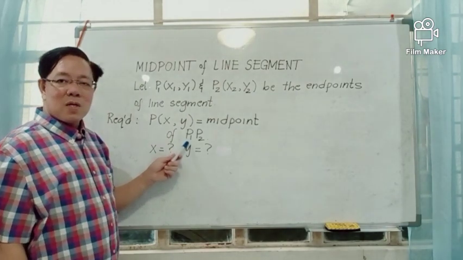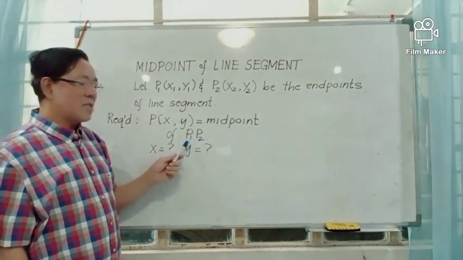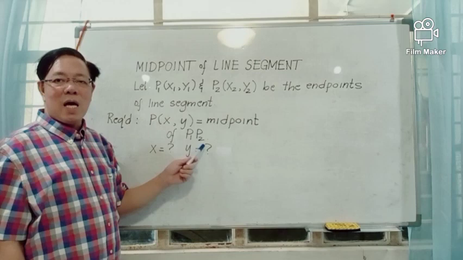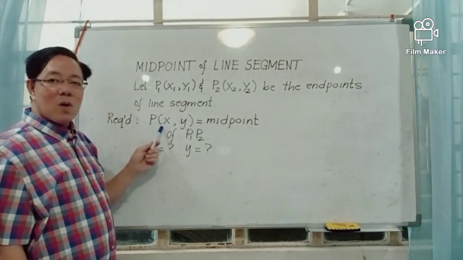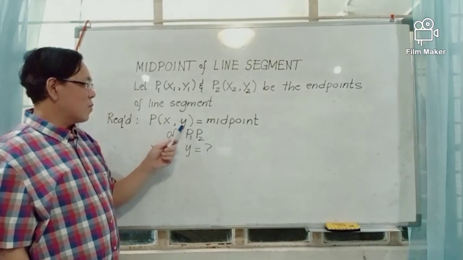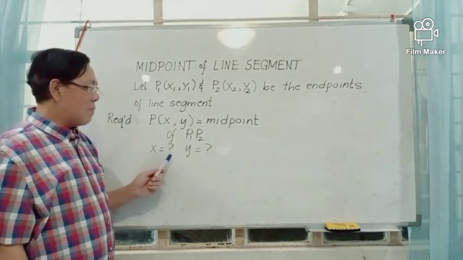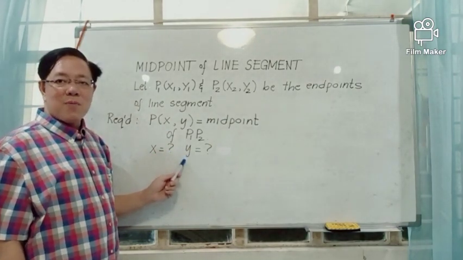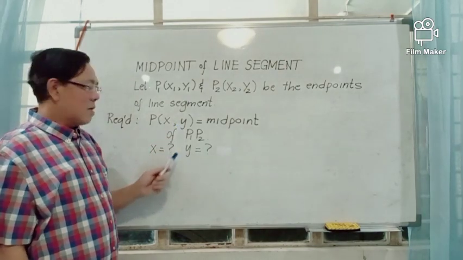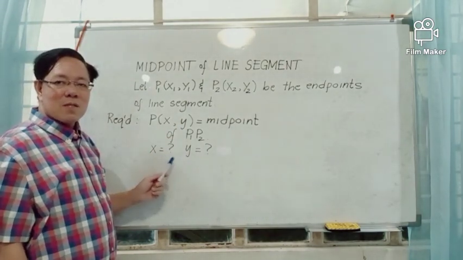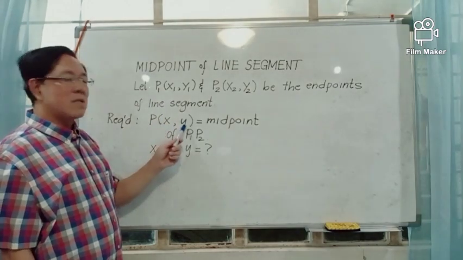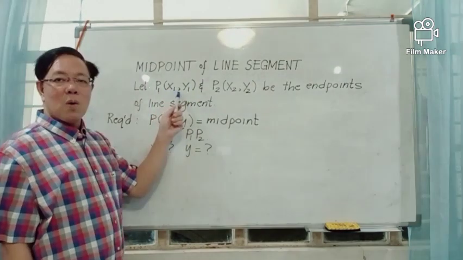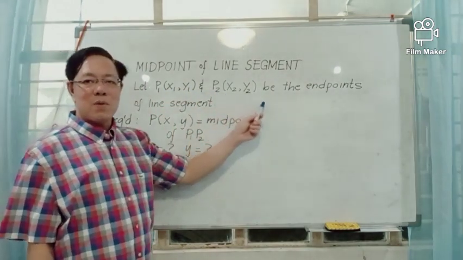The line segment is denoted by this notation P1P2, which means that the endpoints of the line segment are the points P1 and P2. And the coordinates of this midpoint are x and y. We will find the value of x, the abscissa of the midpoint. We will also find the value of y, the ordinate of the midpoint. And we will express these coordinates of the midpoint of the line segment with endpoints P1 and P2 in terms of the coordinates of P1 and P2.